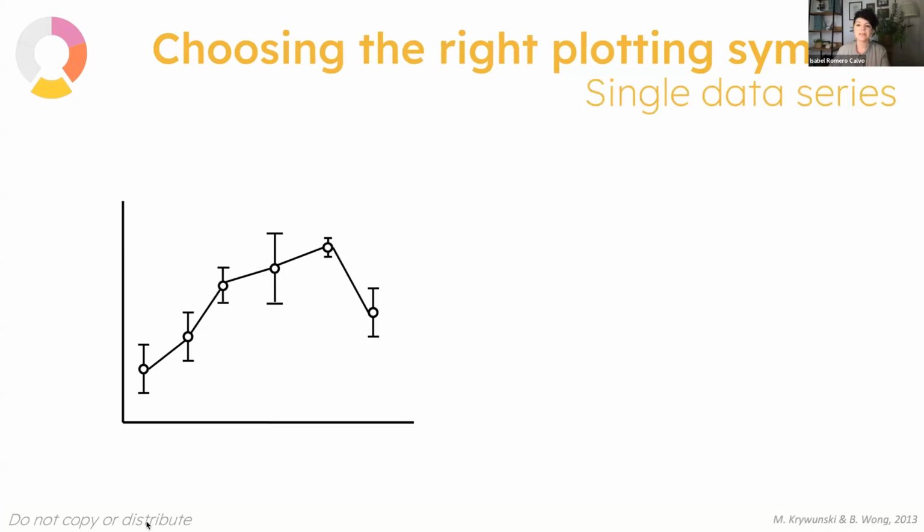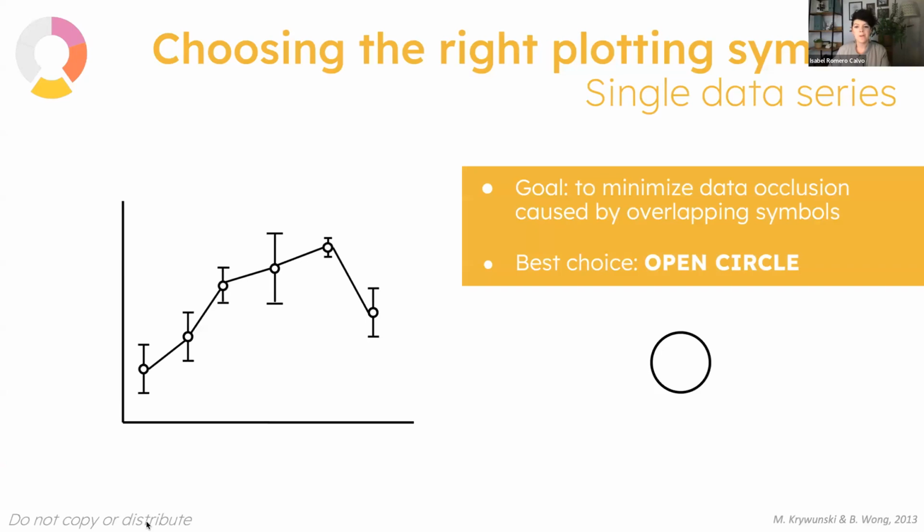So if we focus on the single data series, the goal is to minimize data occlusion that is caused by overlapping symbols. In this example, everything is super expanded, clear, easy to read. But there are many cases where we have line graphs where the data overlap with each other in a single data series even. And in this case, in every case, the best option is an open white circle, an empty white circle.